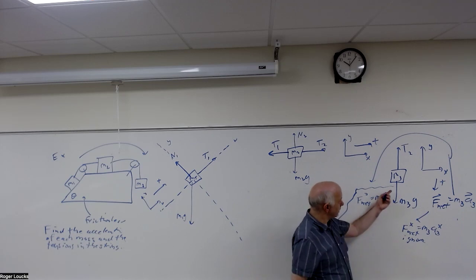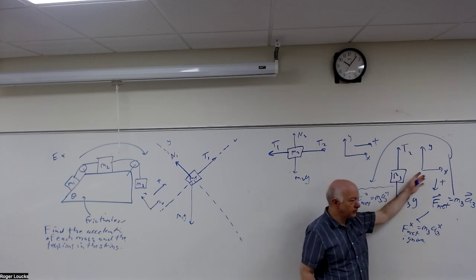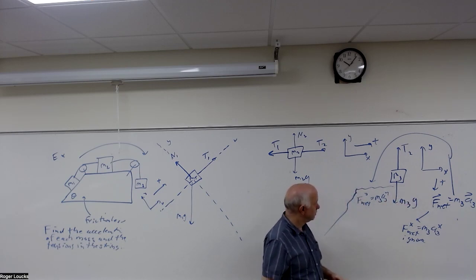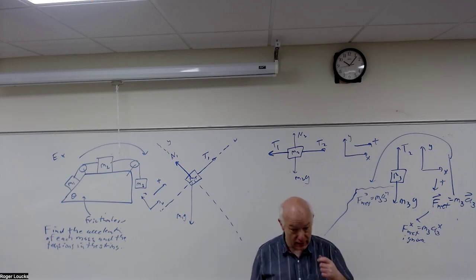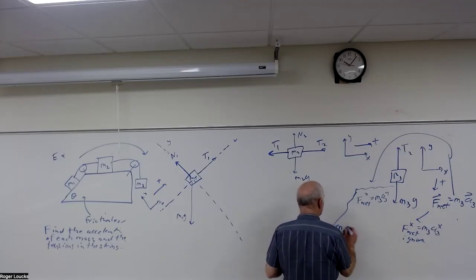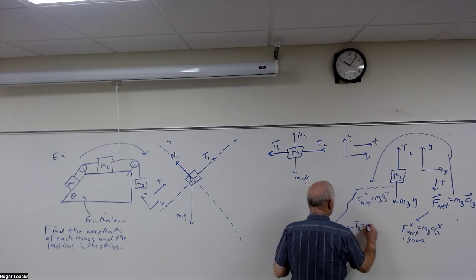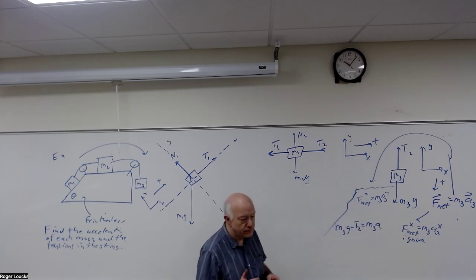What are all my forces in the Y direction on this object, with this coordinate system here? M3G minus T2. Why is it M3G minus T2 and not T2 minus M3G? Down is positive. So it has to be M3G minus T2 equals M3A. Now, why did I call it A3Y?